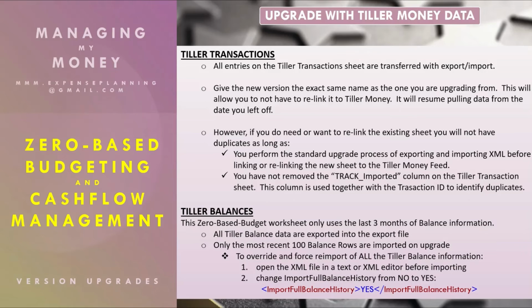However, you may want to import all of the Tiller balances, for example, if you had done some customization that used that information. In that case, you can override and force re-import of all the Tiller balance information by opening the XML in a text or XML editor before importing and changing the import full balance history tag from no to yes, and I give an example there of what that would look like.